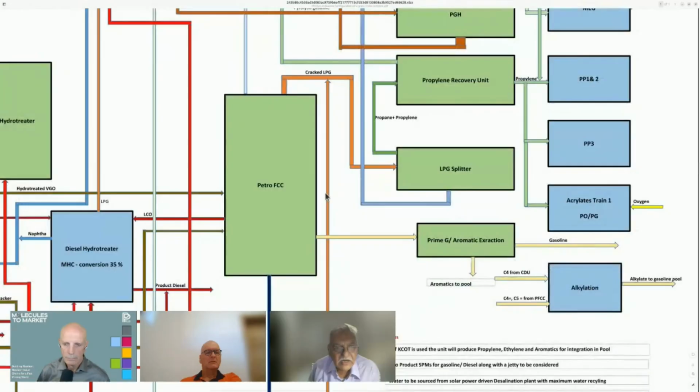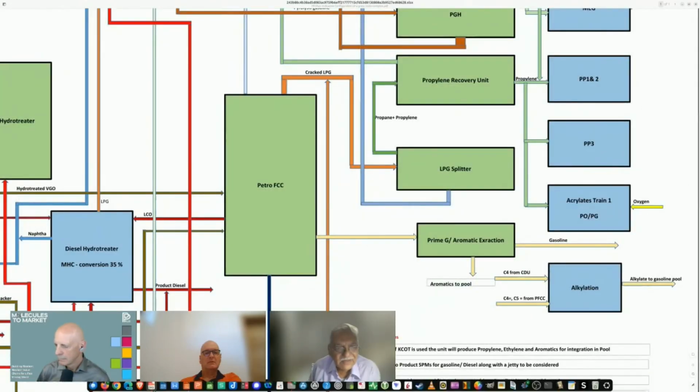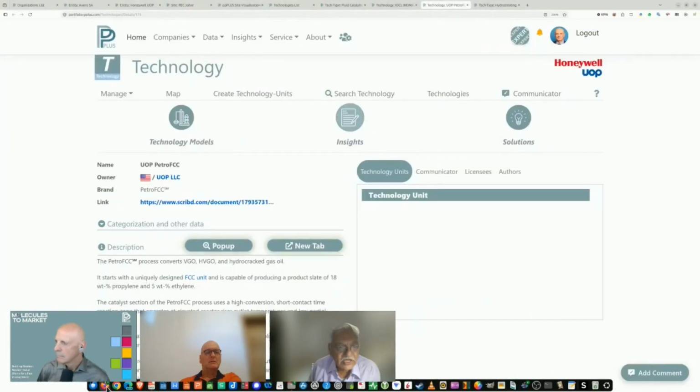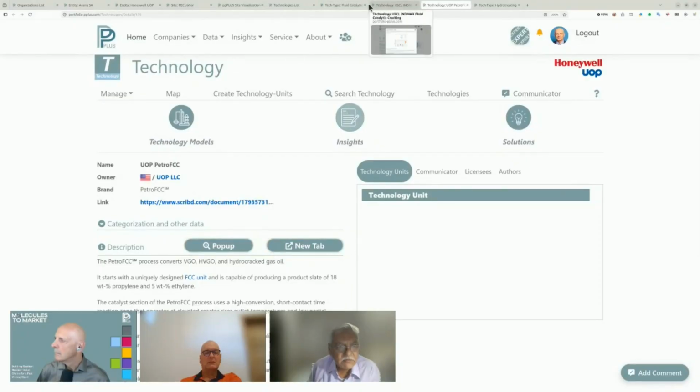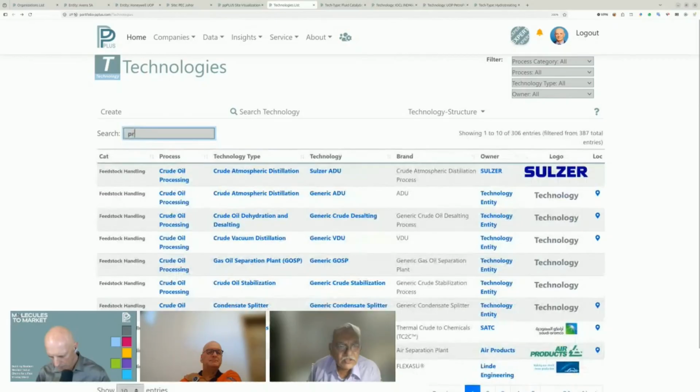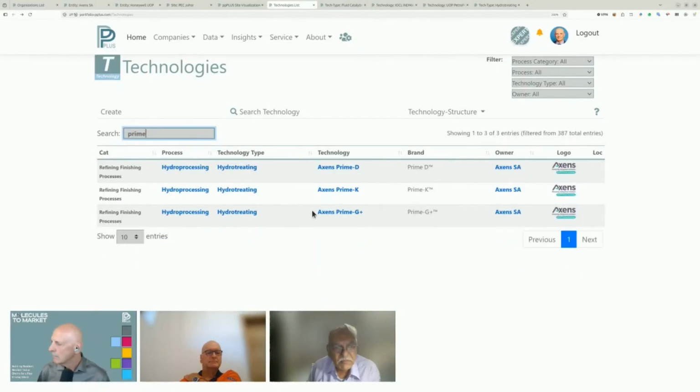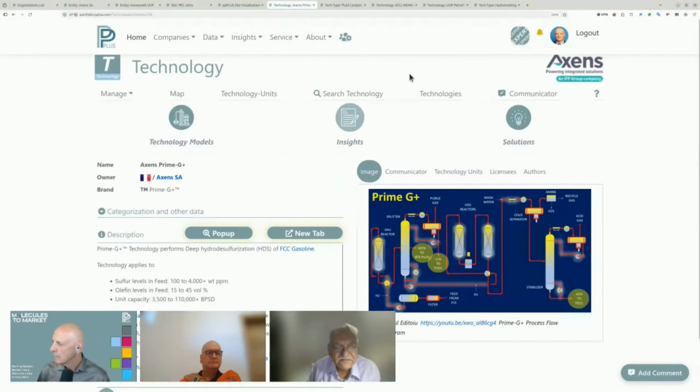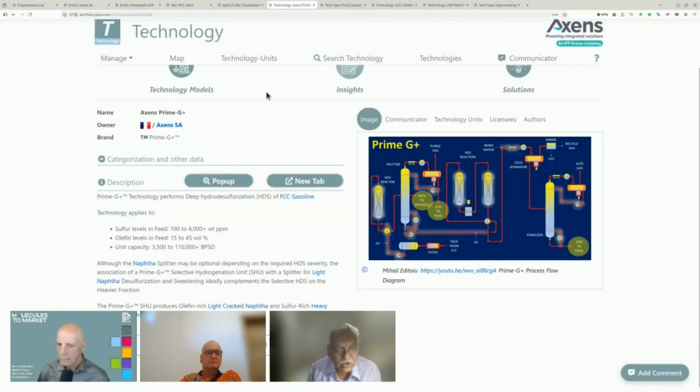Prime G, aromatic extraction. Aromatic extraction, I don't think any one of them has it. For aromatic extraction, the best technology is by GTC. So anybody who wants to set up these kind of products, possibly they will go to GTC only. I mean, they all have technologies, but GTC is the best in terms of extraction technologies. We found GTC is the best. But for Prime G, the best technology is by Axens.